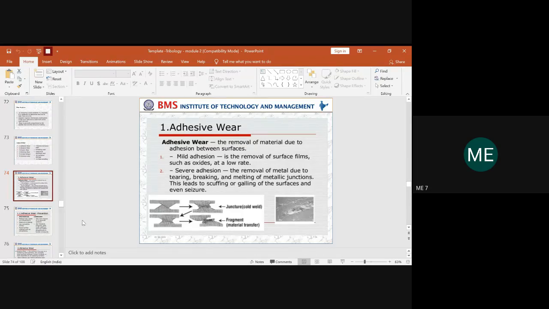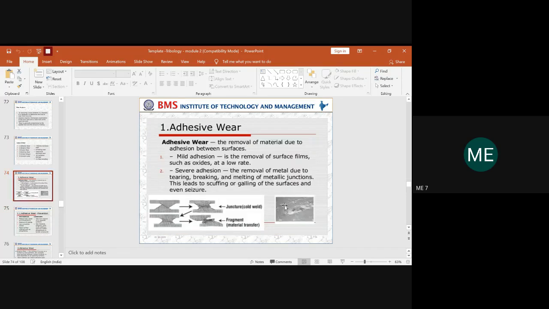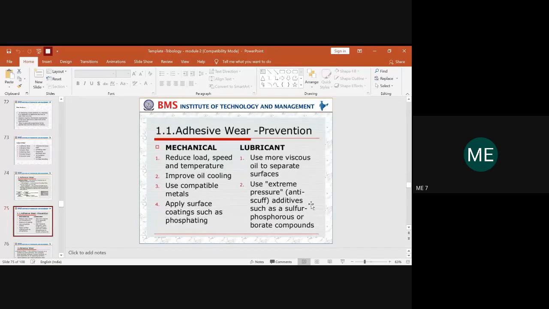If severe adhesion comes into the picture, then it will lead to scrapping of the component, which you cannot use for further time. So this is the first aspect. The second is to use extreme pressure additives such as sulfur, phosphorus, or borate compounds. This helps as an anti-scuffing agent. I told you that scuffing comes across due to severe adhesion. If this has to be prevented, the second methodology we can follow is to use some compounds as additives. The most common additives suitable to overcome scuffing are sulfur, phosphorus, or borate compounds. If these compounds are mixed in and applied across the contact area, this will help in overcoming the scuffing which comes across in severe adhesion.